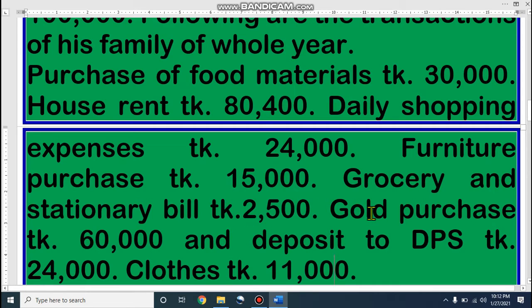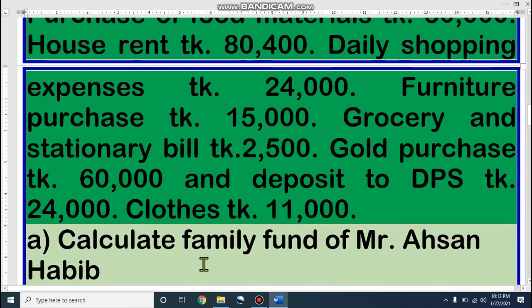Gold purchase, again this is another asset, because if you purchase gold, that will give you service for a long time. 10, 20, even 100 years old gold also exists. So dear student, this is also asset, not expense. And deposit to DPS, this is another asset, because whatever extra money we deposit in DPS, this is not expense, this is asset. And clothes, this is expense. Clothes, if we use them regularly, will not give us service for a long time, so clothes are not our asset, this is our expenditure. So dear student, from the math we have seen which one is our expense and which one is our income.